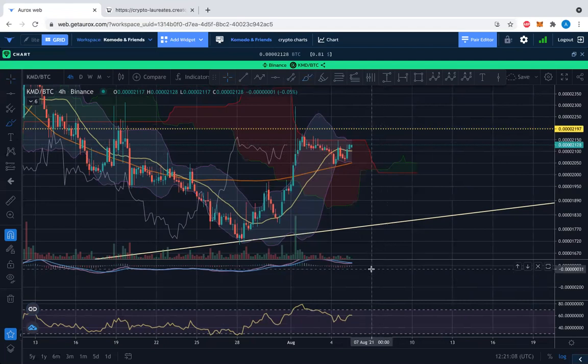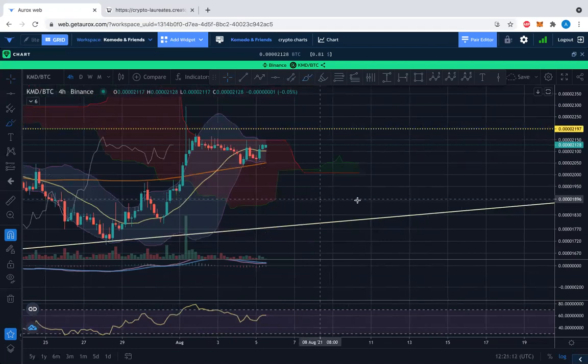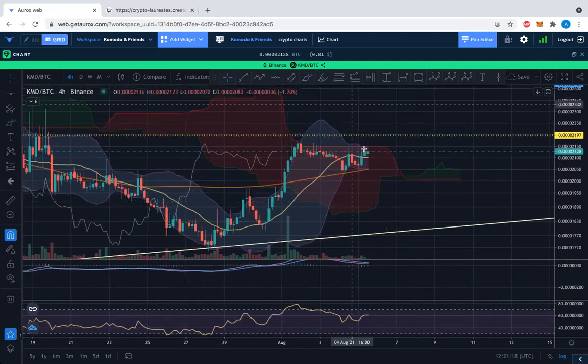Okay, so what's going to happen? We don't know. None of this is financial advice as usual, but one thing is clear. The bias is to the upside as long as we stay above the 20 period average. As this narrows, it's not going to last much longer. We're going to find which direction it's going. But again, the bias is to the upside.